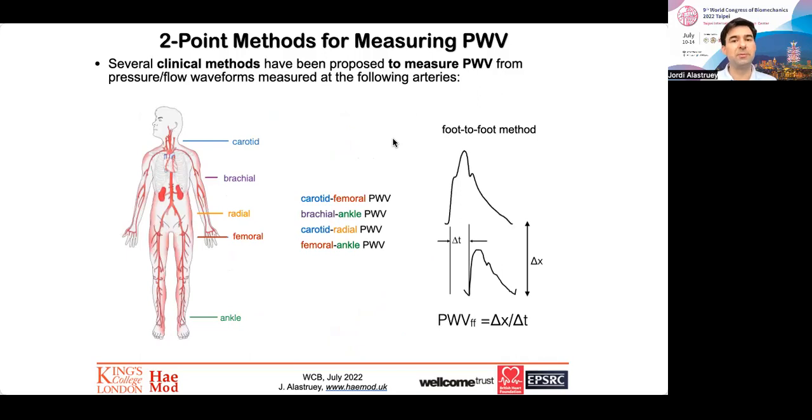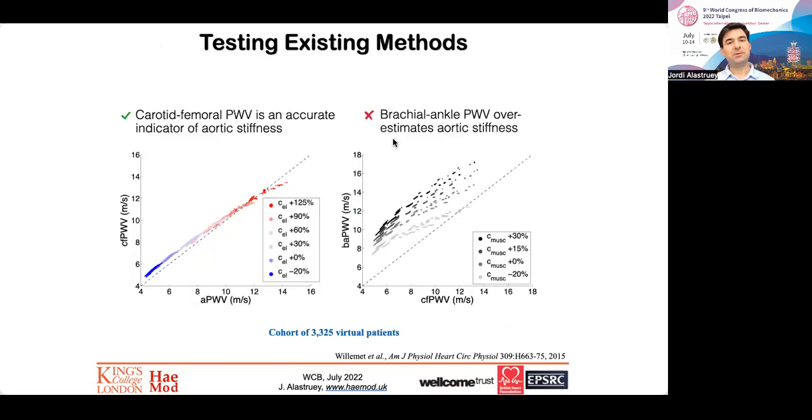Typical combinations of waveforms are shown in the center, and the sketch on the right illustrates the foot-to-foot method for estimating aortic pulse wave velocity using two pulse waveforms, which calculates pulse wave velocity as the ratio of the distance between the two measurement sites to the time delay for the foot of the pulse wave to travel from one measurement site to the other. Using a database of over 3,000 virtual subjects, we could test existing foot-to-foot methods and show that only the carotid-femoral pulse wave velocity is a good indicator of aortic stiffness, which is in agreement with clinical studies. We could also provide a mechanistic explanation of why this is the case.